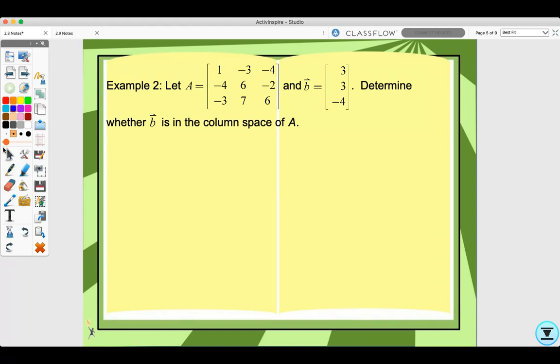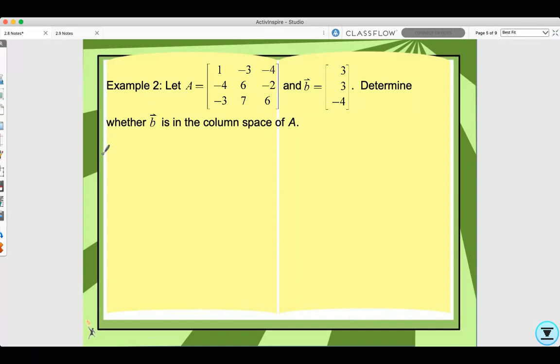So b is a linear combination of the columns of A if and only if b can be written as Ax for some x. That is, if and only if the equation Ax equals b has a solution. So we're going to see if Ax equals b has a solution. So we would write our augmented matrix.